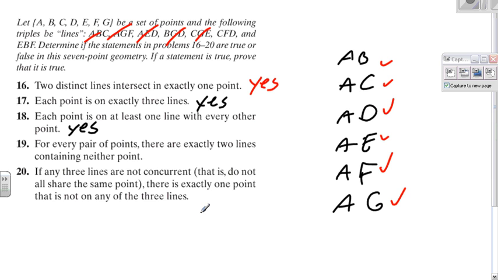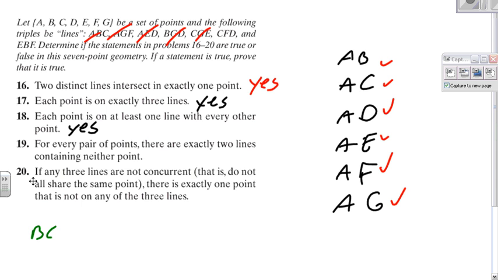So you still have to check BC, BD, BE, BF, and BG, and then CD, CE, CF, CG, DE, DF, DG, EF, and EG, and last you check FG. Just go through like we did with all of them that had A, to see if there are exactly two lines containing neither point. I'll leave that for you to try on your own.